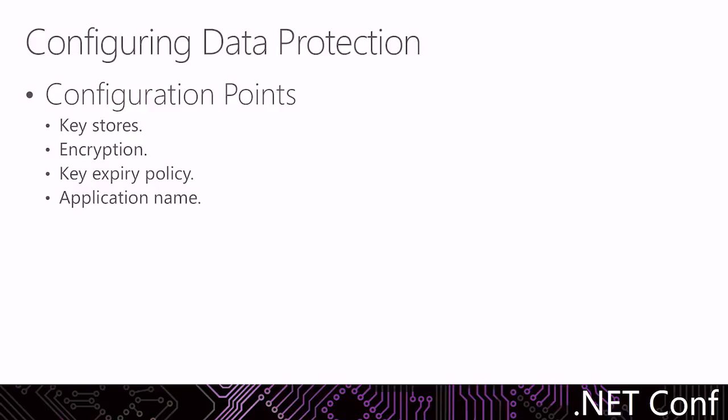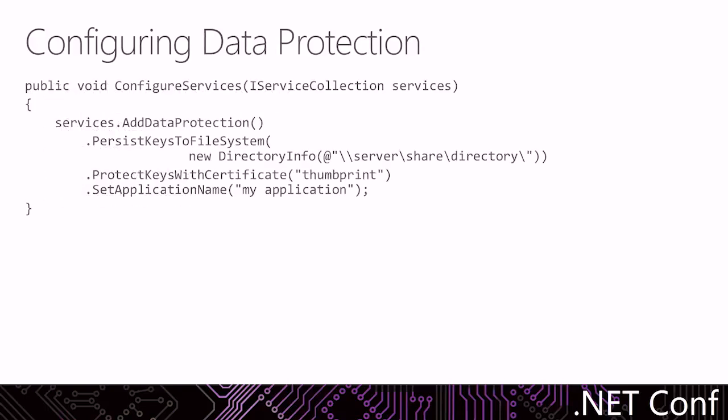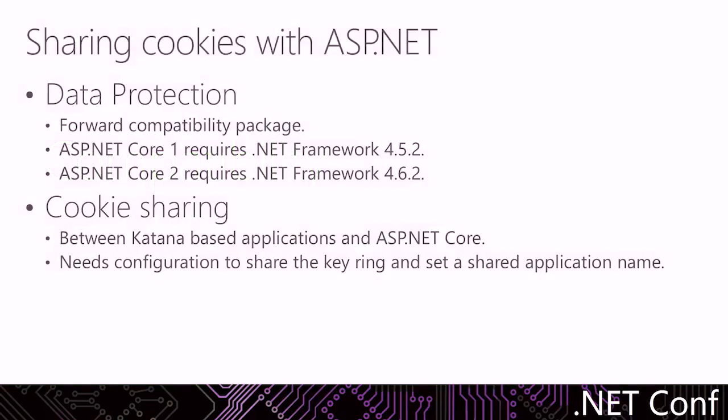If you don't want that, you just have to set the same application name within 2 applications or 3. Here's how we persist to a file system. There's how we choose a certificate, or you can pass in a PFX, and we're setting our application name. So we have some compatibility pieces for this. It's not back compatibility. What we have is forward compatibility.